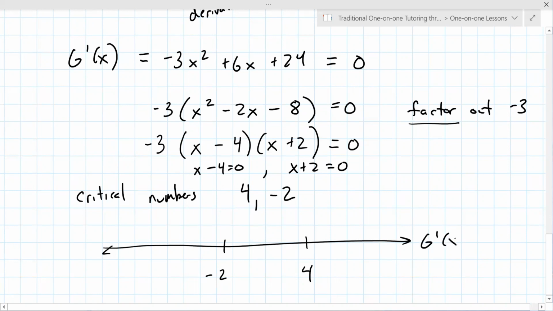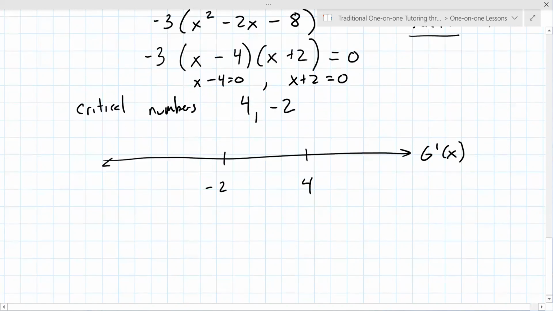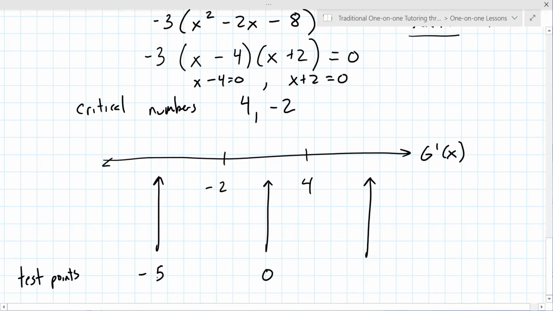This is your g prime of x line. And then you need 3 test points. Okay, so it's kind of a table, but it's kind of not. Your test points are like 0, -5, and 5. And then we just say if it's plus or minus.